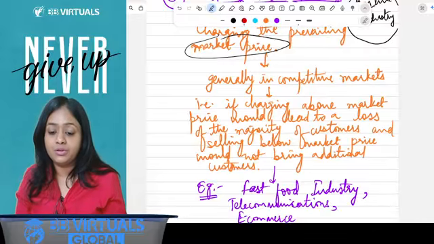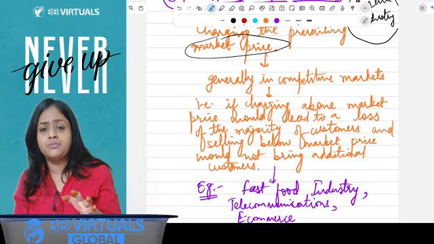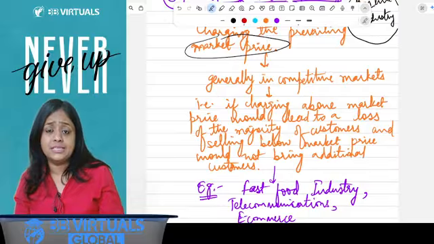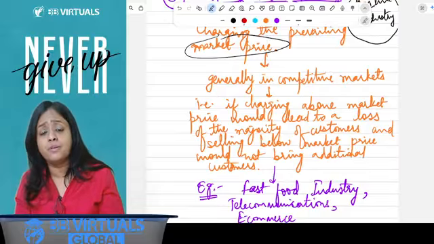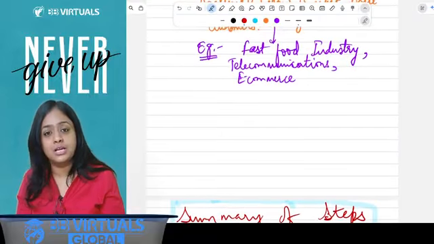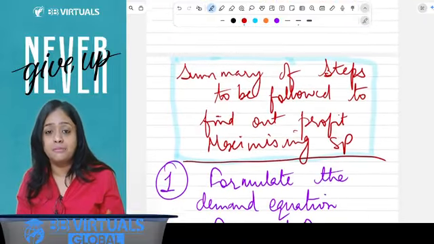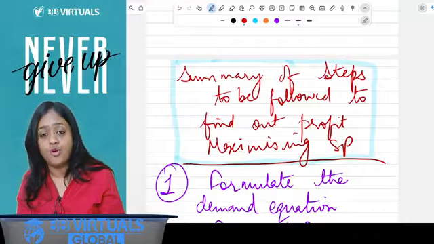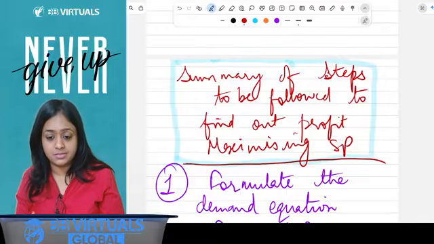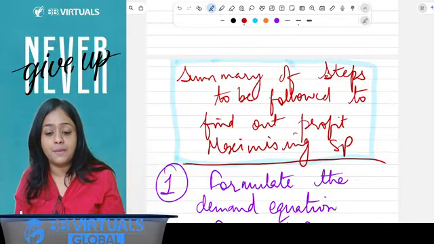When you charge below this, it is also not going to attract more customers, because people are indifferent to that price increase or decrease, as these are the prevalent prices that they are ready to pay. For example, the fast food industry, telecommunications, and e-commerce follow this. Like Amazon and Flipkart, we always follow the prevalent market prices.